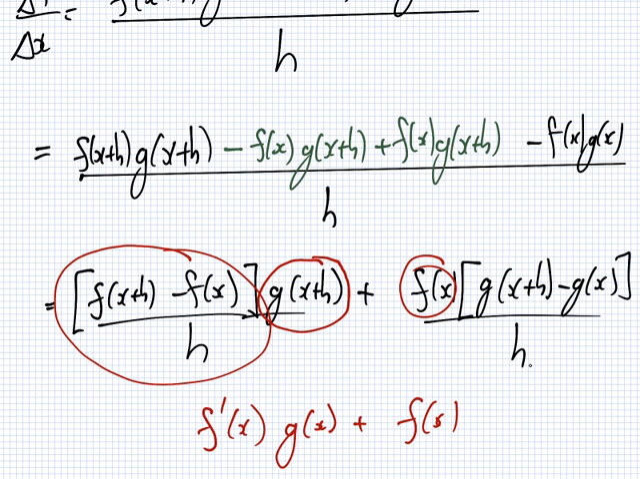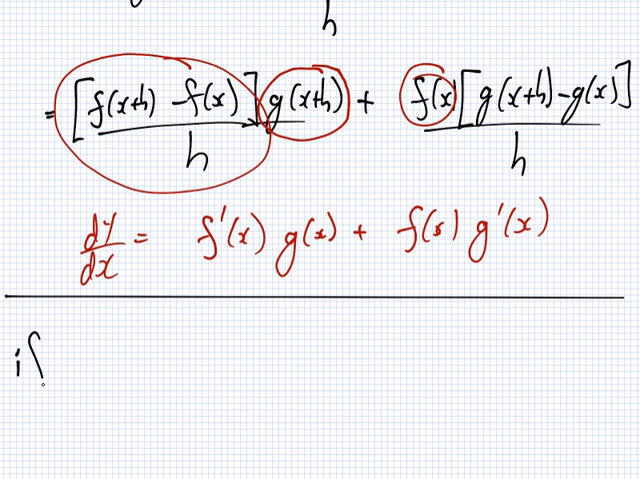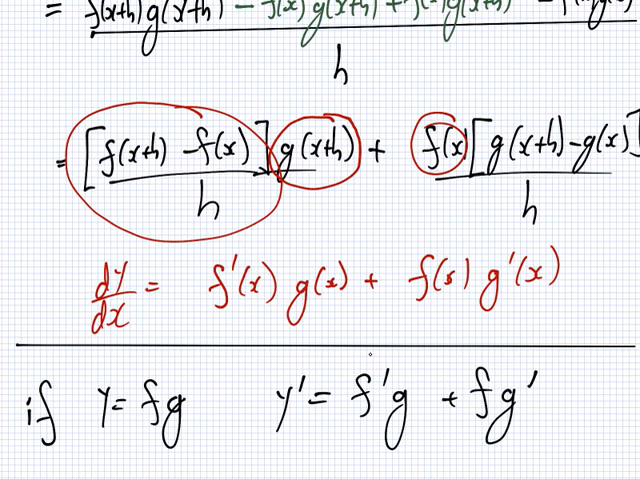And what does this become? So we have our formula. Classic maths. If y equals f times g, then the derivative of y will equal the derivative of f times g plus f times the derivative of g. This is called the product rule, which is the name of the lesson.